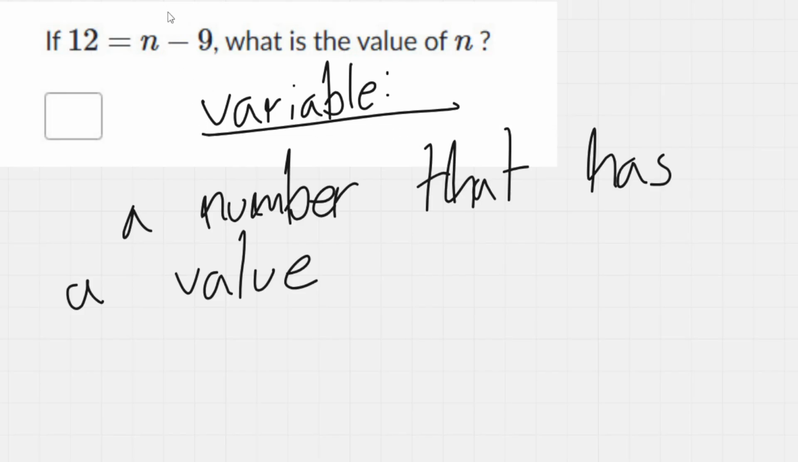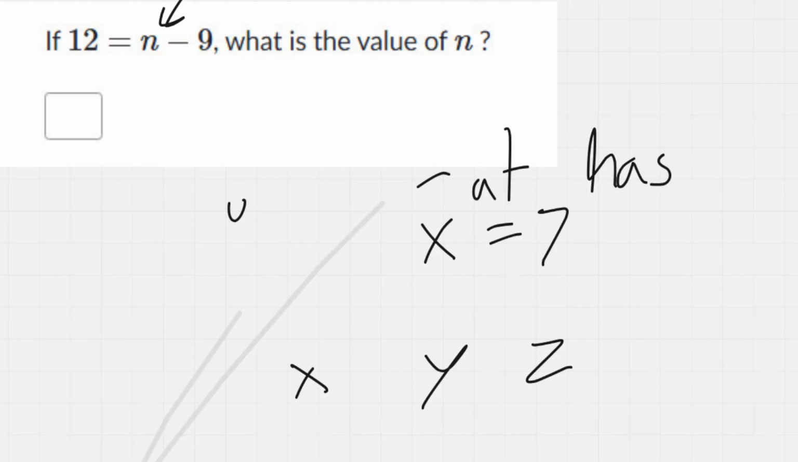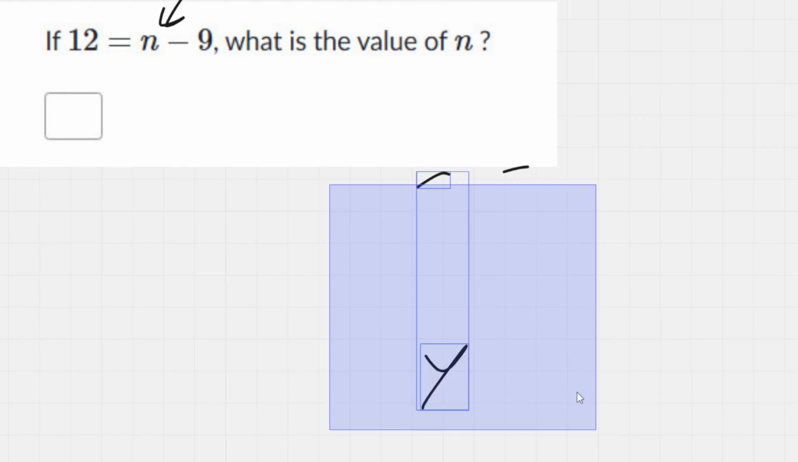Now, a variable, for example, would be the n. What you usually might have seen it as is x, y, or z. These are the most common ones that you generally see, but today we're going to be using n for this specific problem. But when I say the word variable, once again, I'm saying a number that has a value. So when I say x is equal to 7, as an example, all I'm saying is that x is my variable and 7 is my number or constant, depending on what topic you're talking about. Let's go ahead and erase all of this and let's get started.